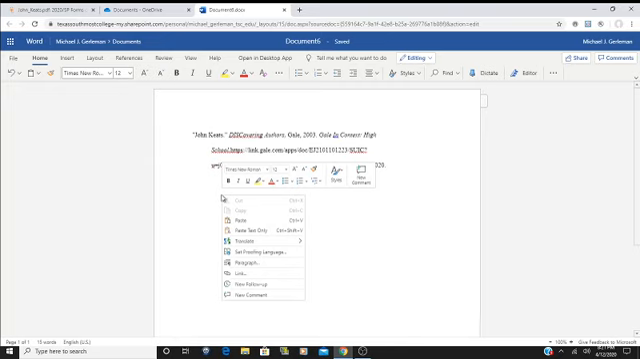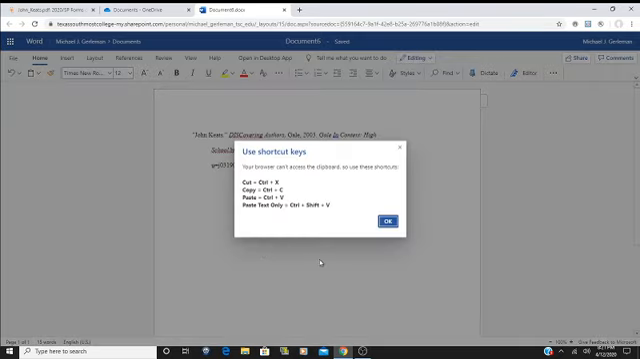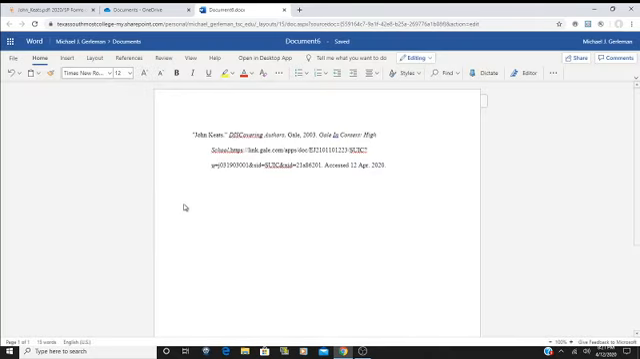I'm going to try something here. And it's going to tell me to do this again. I'm going to see what happens if I just do Control V. No, that's no good. So I'm going to get rid of that. Okay? All right, so that's how you're going to make your works cited page.